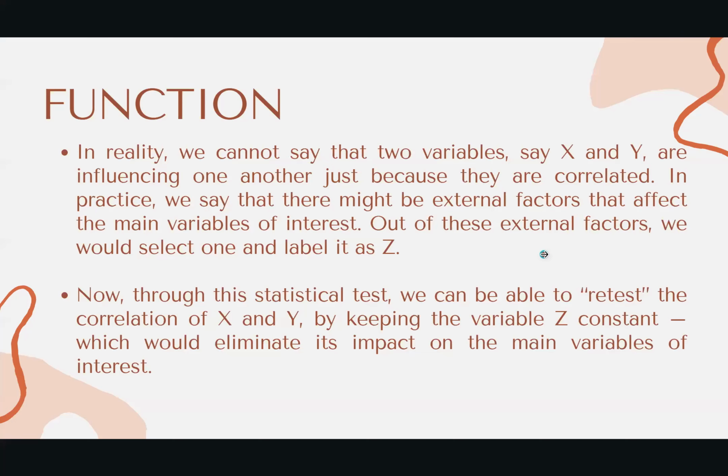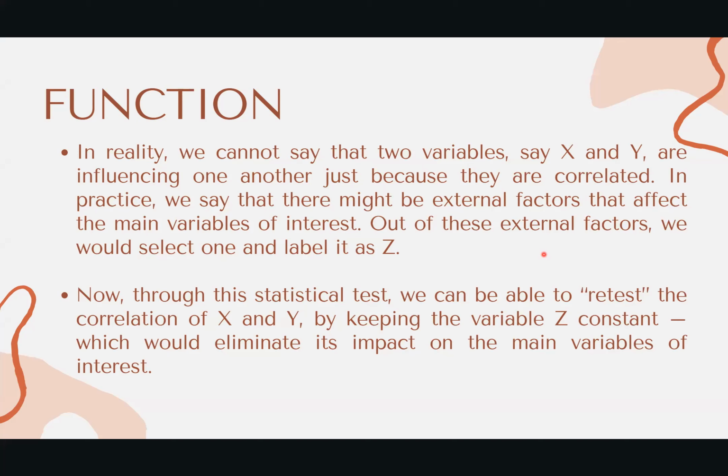So in reality, we cannot say that two variables, say x and y, are influencing one another just because they are correlated. In practice, we say that there might be external factors that affect the main variable of interest. So kung wari, nagsagawa tayo ng test and it revealed a strong association between two variables, say time spent watching television and then exam scores.